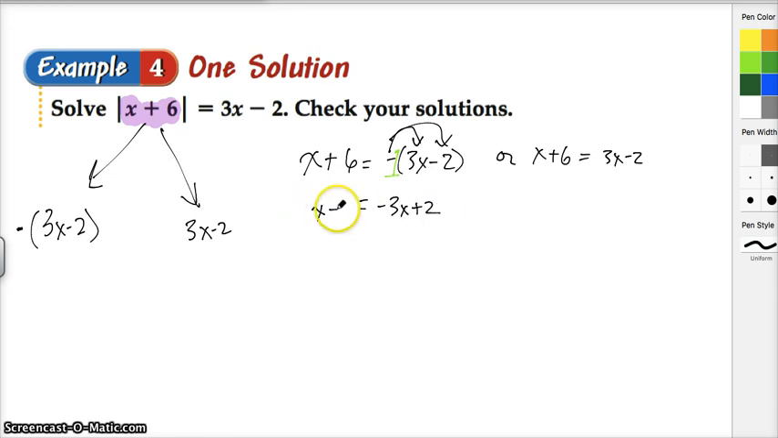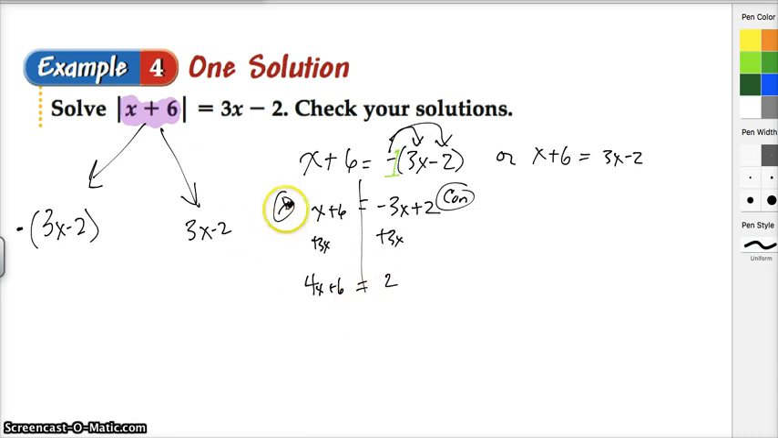And then on the left side, I've got x plus 6. Solving this like I would, I'm going to move my x terms over here, my constants over here. I'm going to add 3x to both sides. As I do that, I get 4x plus 6 is equal to 2.